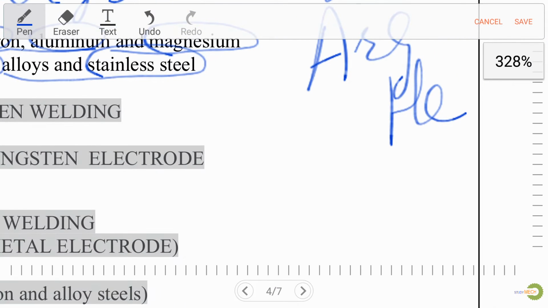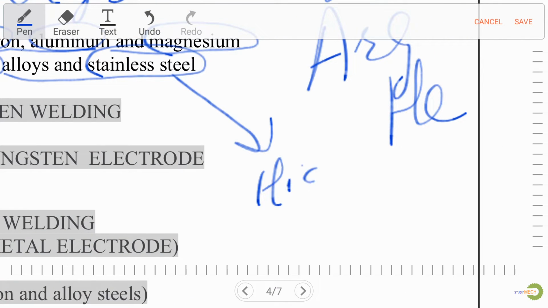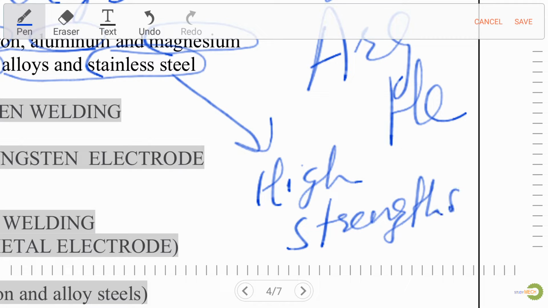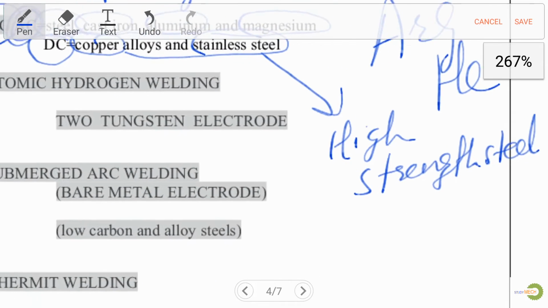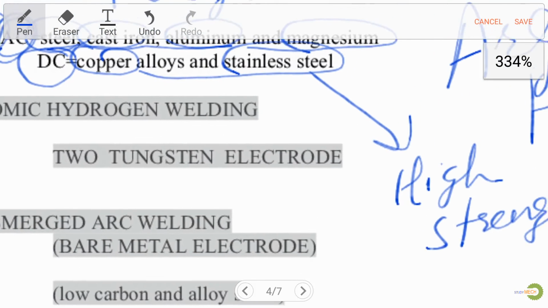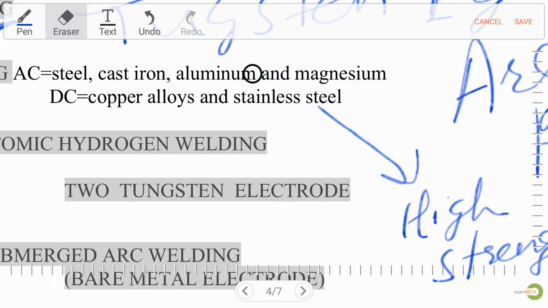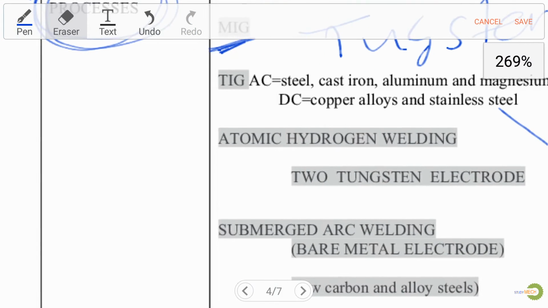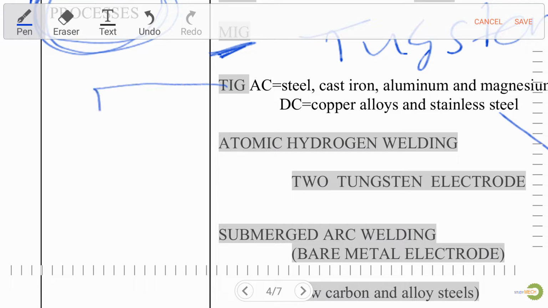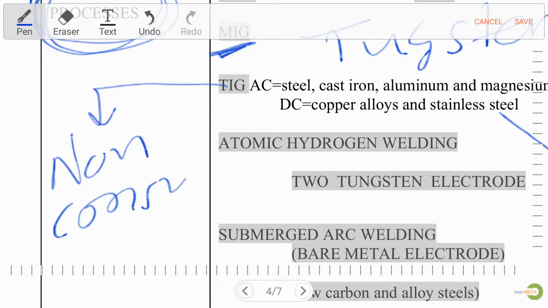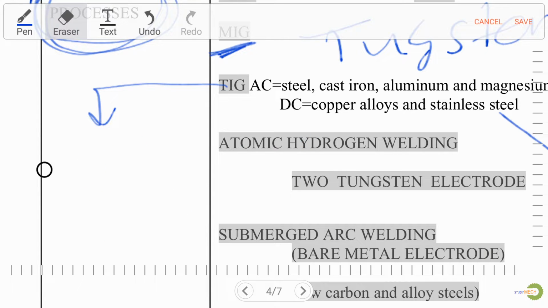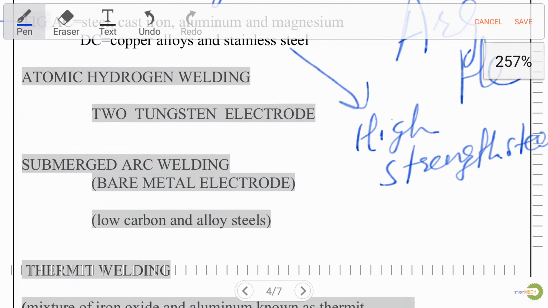Over here, stainless steel is also known as high strength steel, remember this. Now let's move to the next detail. Another thing that we have to remember for TIG, and it is very important for MCQ purpose, is that TIG is known as a non-consumable electrode welding process. Okay, now let's move to the next detail.